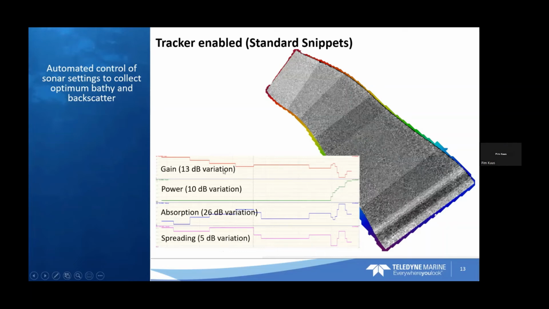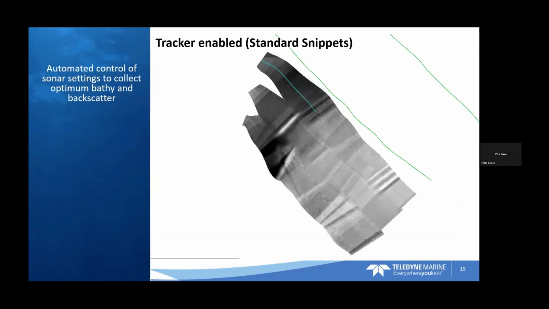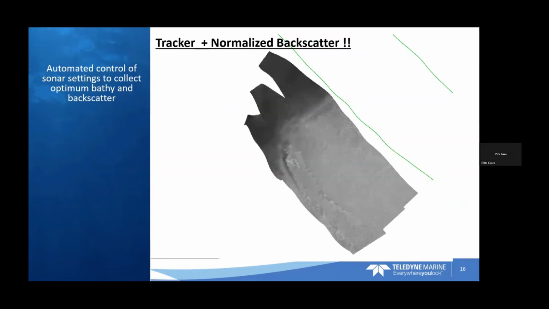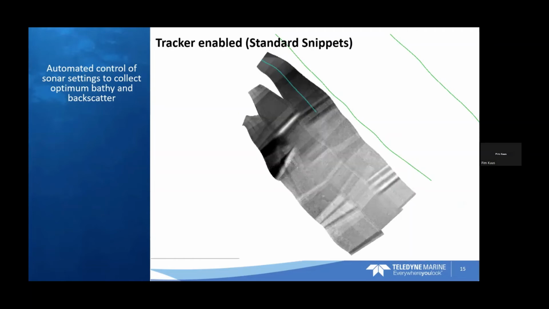And here you can see the actual value. You can see how tracker constantly changes all these things. The idea, of course, with using normalized backscatter is that this is corrected. This is then a bunch of lines, right? And again, this is what you don't want, to deliver a data set like this. So that's your standard snippet. And this is then the normalized backscatter. You can see the difference is quite obvious.